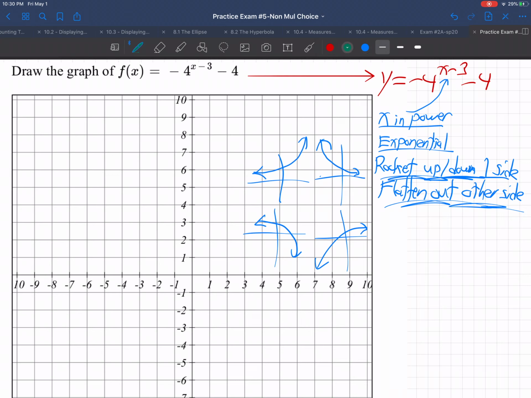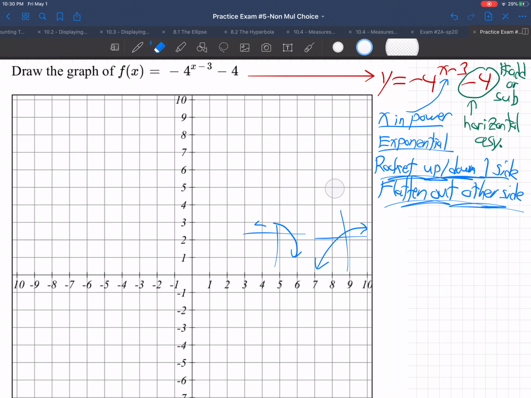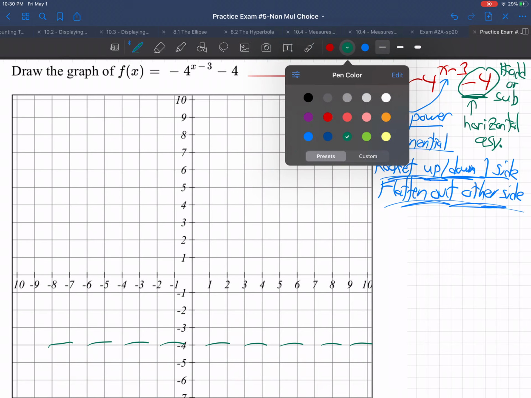Now, where do they flatten out? That's what this other number is. This number, the number that's added or subtracted, that is the horizontal asymptote. That's the line where it's going to flatten. So let's get rid of this stuff. And that's where we start. That's the first thing we start with on the graph. Let's start with that, minus 4. So that means down here at minus 4, I'm going to put a flat horizontal line because that's where the graph is going to flatten out.